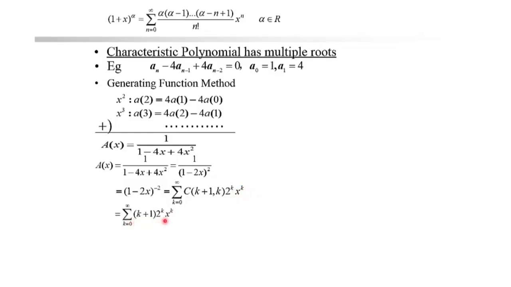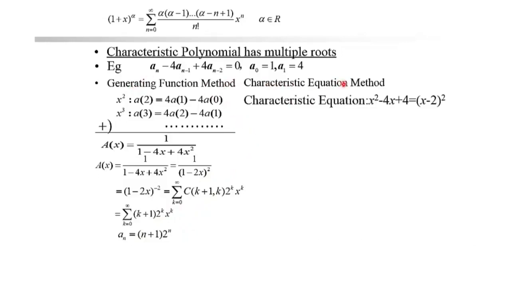With this expression, we could write A(x) as a sum of x to the k's power with coefficients. We would find that the coefficient is k plus 1 times 2 to the power of k. So for an, the coefficient of x to the nth power is n plus 1 times 2 to the nth power. So we now have the solved general term of this recurrence relation: n plus 1 times 2 to the nth power. The method we used is the generating function, and could we use the characteristic equation instead?